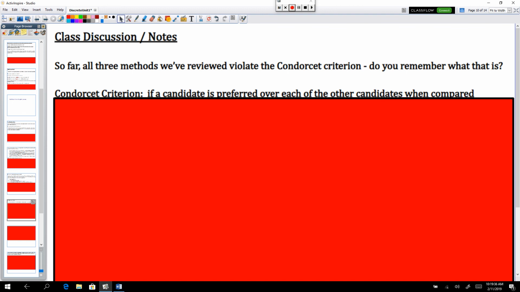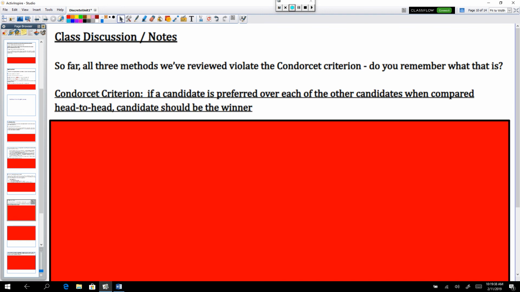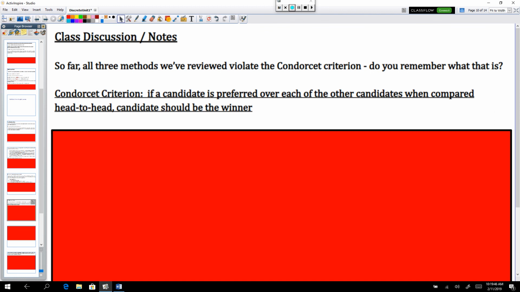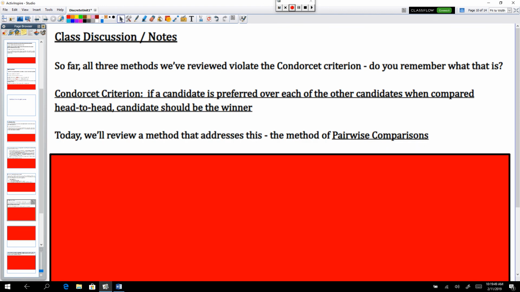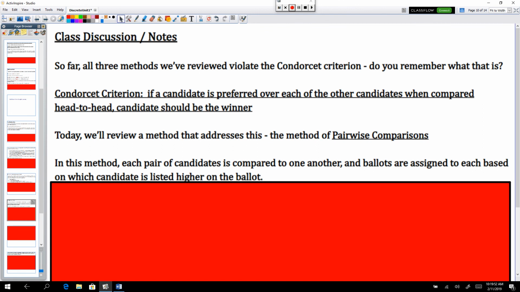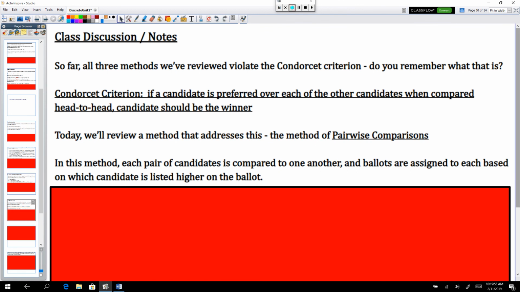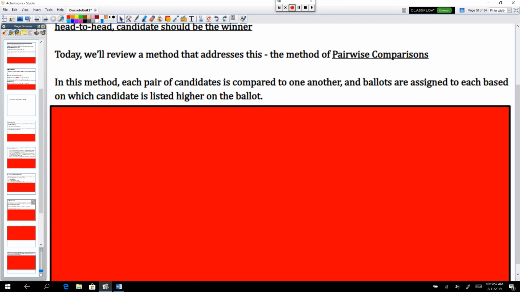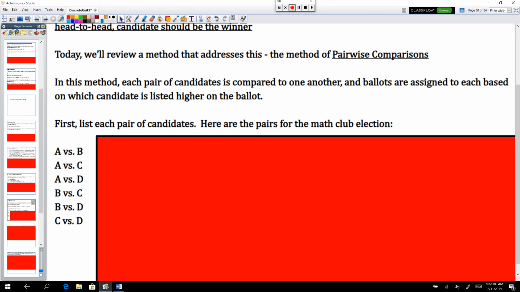Remember the Condorcet criterion: the candidate has to be preferred over other candidates when compared head-to-head. So head-to-head battles. So when you think pairwise comparison, think head-to-head battles. Everybody versus everybody. Now, in our math club election, in order to look at these candidates head-to-head, you list each pair of candidates. So for our particular election, all the different battles that could happen one-on-one are Alicia versus Boris, Alicia versus Carmen, Alicia versus Dave, Boris versus Carmen, Boris versus Dave, and Carmen versus Dave.